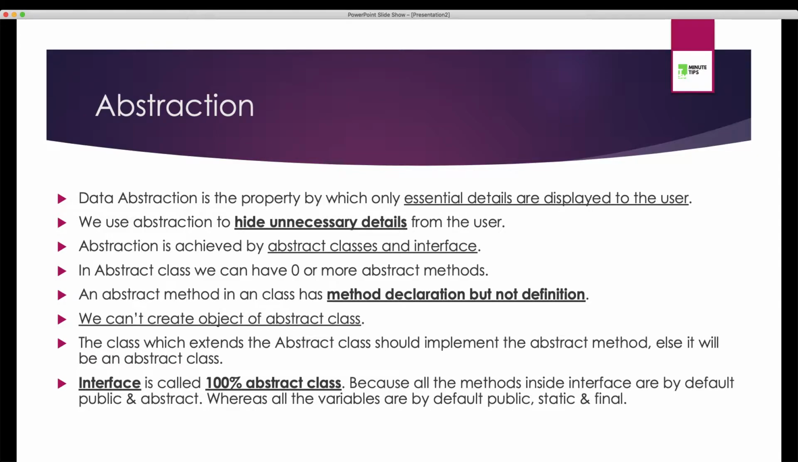Now, a few of the key points here: data abstraction is a property by which only essential details are displayed to the user. Why? Because we wanted to hide some unnecessary details from the user, such as the implementation and core logic. How do we achieve abstraction? Using abstract classes and interfaces. In abstract classes, we can have zero or more abstract methods. Methods are declared but not defined.